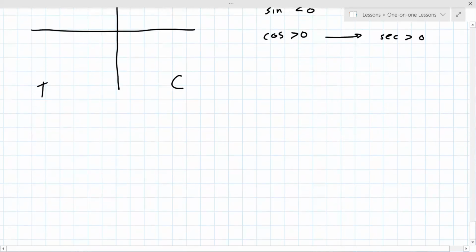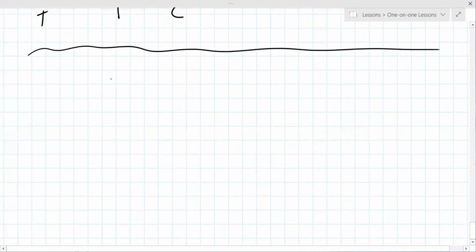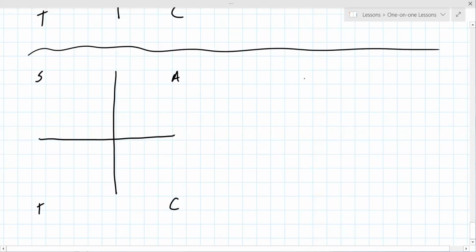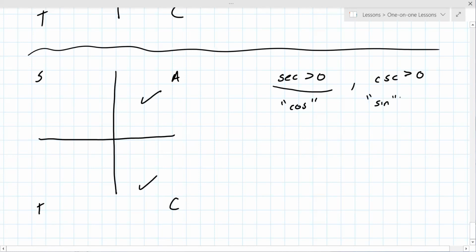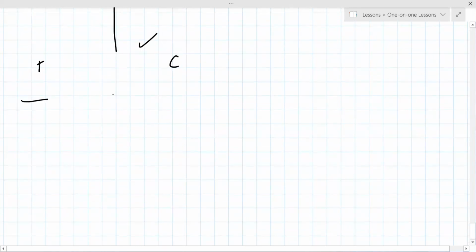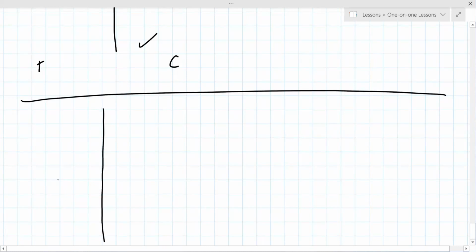Okay, so we're going to try a really straightforward one. This is not meant to be over the top or anything difficult. Let's say I tell you that secant is positive and cosecant is positive. If I say secant, I'm really saying cosine. Where is cosine positive here? First and fourth. Cosecant, I'm really saying sine. Where is sine positive? First and second. So the overlap is in the first, obviously. Okay, let's do it with a little bit more challenge.